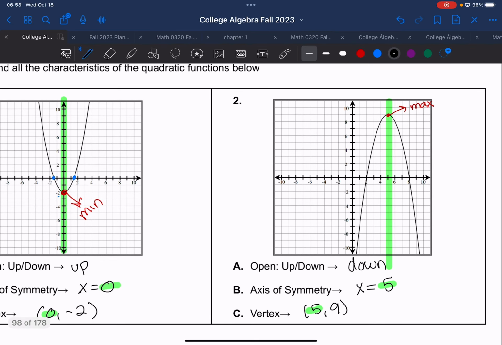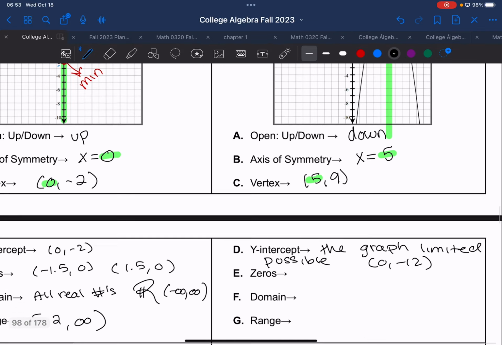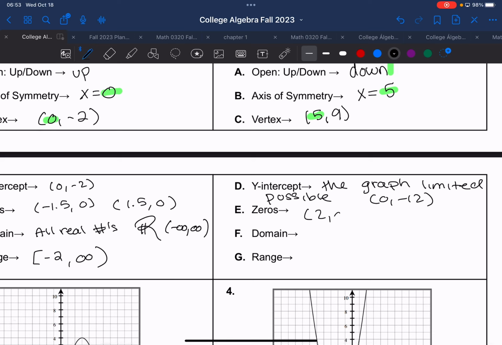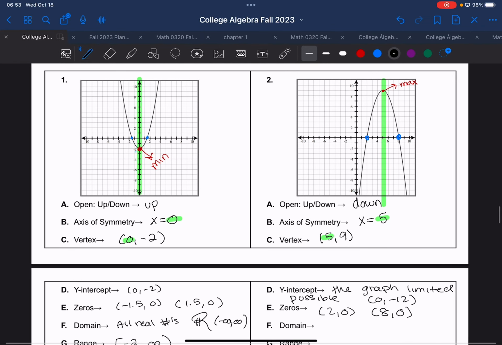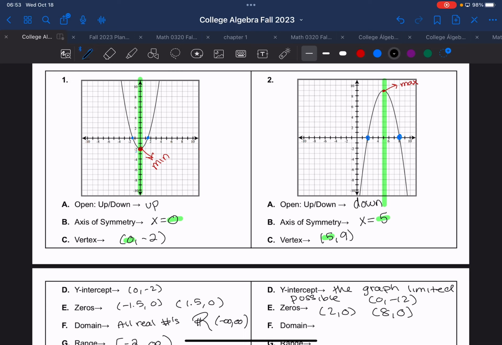What about the zeros? How many zeros does this problem have? 2. At what two values? 2, 0, 8, 0. Good. 2, 0. So it crosses right here at 2, and then 8, 0. And remember, those zeros are the same as our x-intercepts. Next is the domain. I said the domain is always going to be what? All real numbers, because we don't see any restrictions on this graph. So all real numbers.